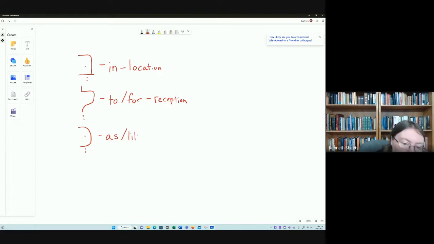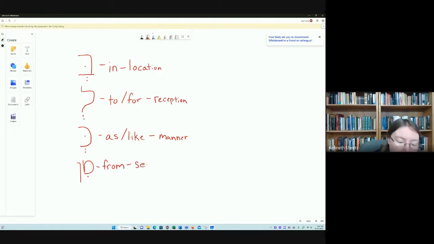So as "like," we would say, because it does indicate manner or comparison. And then we also have the men preposition as well. We would translate it as "from," because it does have a tendency to indicate that idea of separation. So these are the prepositions that we have talked about so far.